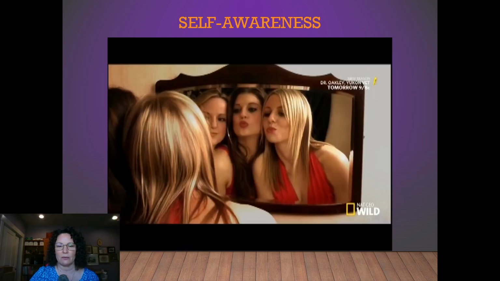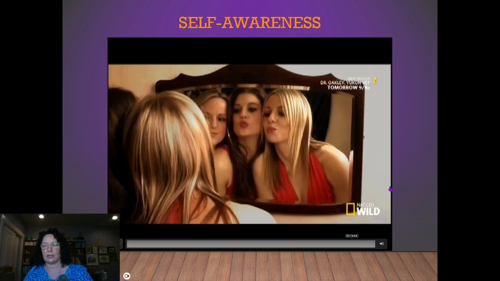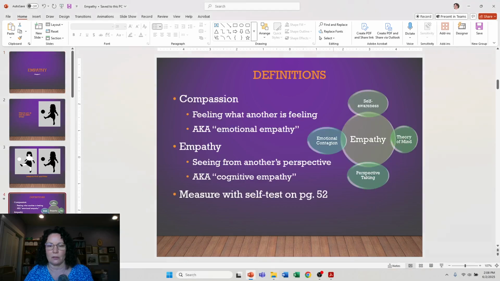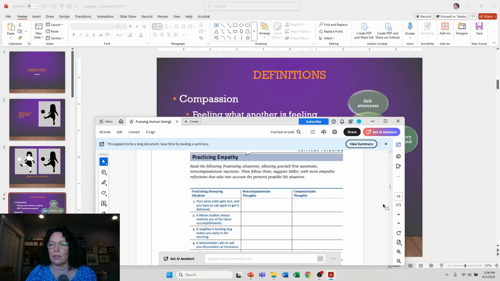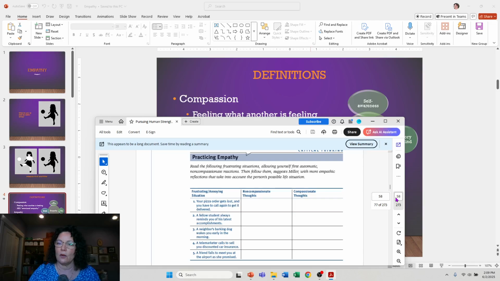Whoops, that's not what I meant to do. That is not what I meant to do at all. I meant to do this. Page 52, and I went ahead too far. 52.